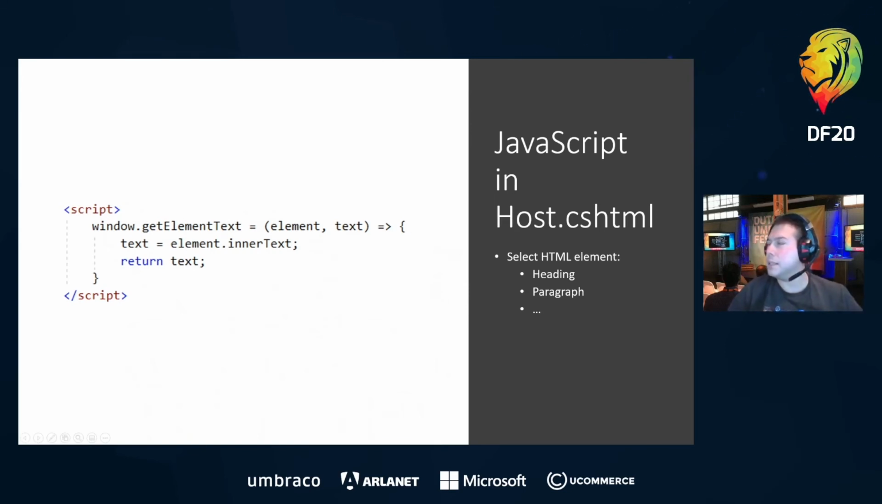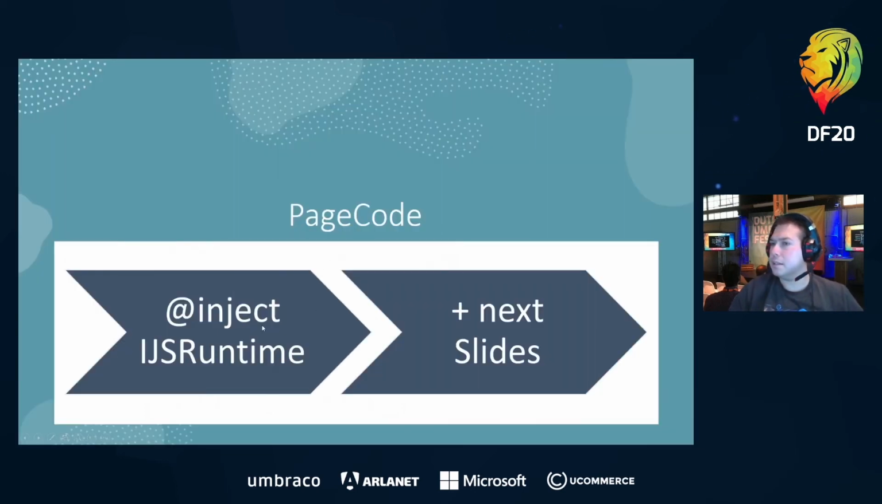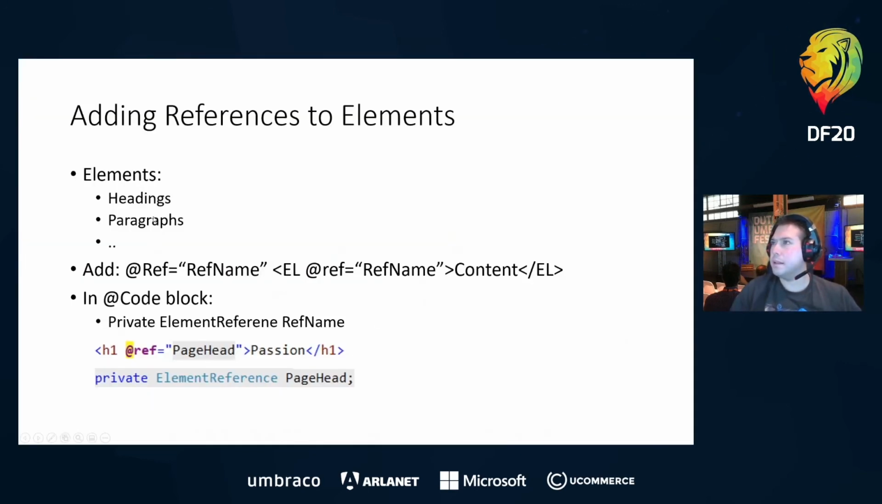So I pasted that snippet in the host.cshtml. Then, of course, you have your page code. You have to inject the JS runtime for the block that you saw before, and you have to do everything in the next slides. You need references to the elements. The elements that we are using today are the headings and the paragraphs. Of course, you can also do it in other elements, in other demos, or in other use cases.